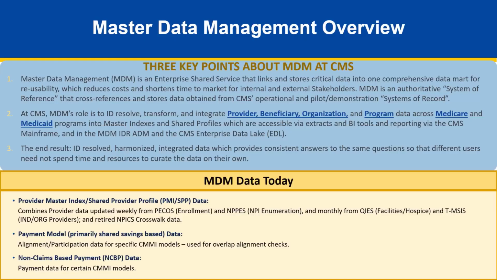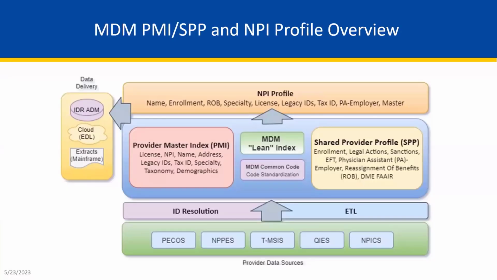We have multiple sets of data as well that we work with. At the bottom of your screen, you'll be able to see that we have the provider master index, shared provider profile information. A lot of this is bringing data in from PECOS as of the day it was retired in June of 2018. We also have the alternate payment model information from the CMMI models. Basically, their alignment data, we bring that in as well to MDM and the non-claims-based payment data. Next slide, please.